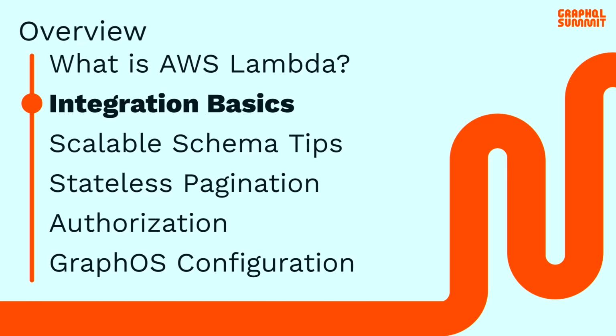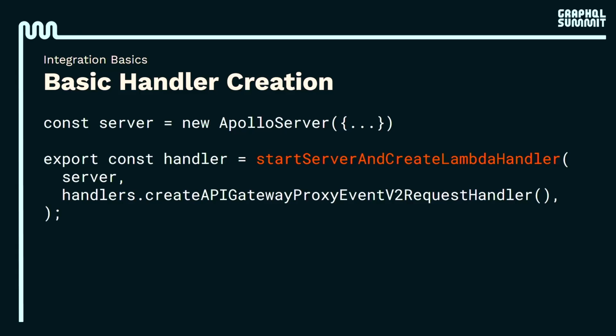So now let's look at how do we take an Apollo server instance and get it integrated to AWS Lambda. Well, it's really pretty simple. All you have to do is call the start server and create Lambda handler function from the integration library, and that's really it. You're all set. You pass the server and you choose a handler. But let's take a closer look at that function.